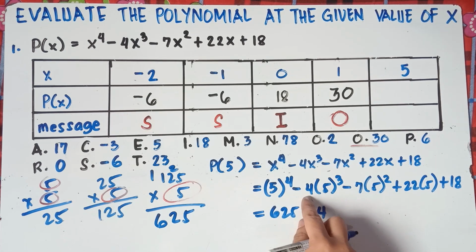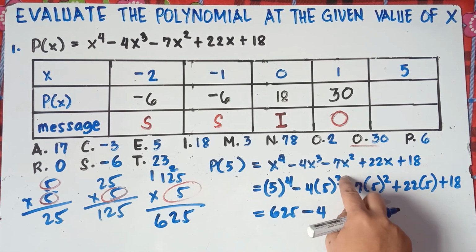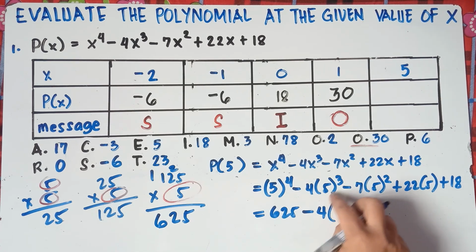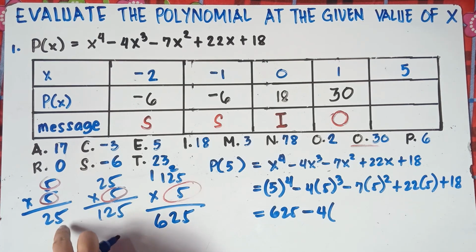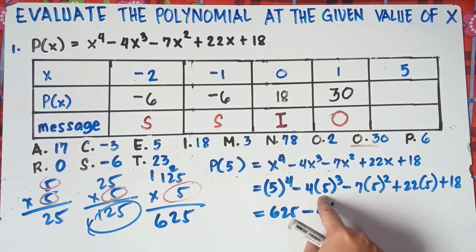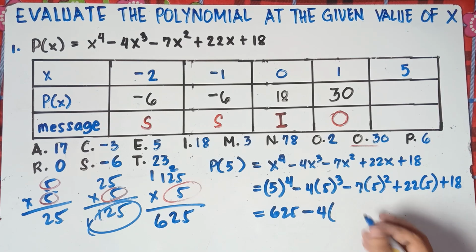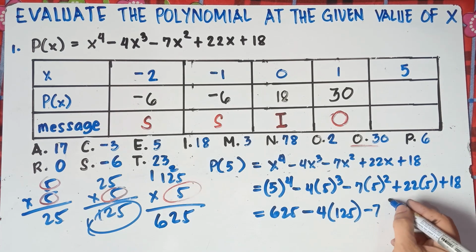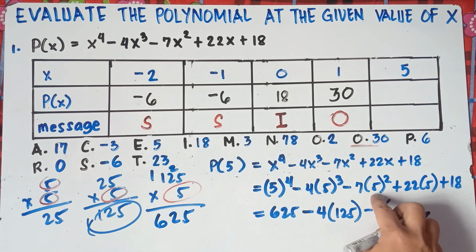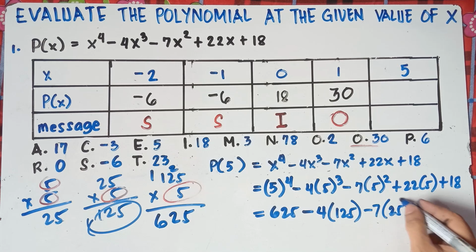Once again, do not multiply. Parentheses and exponents come first. So 5 raised to the power of 3. We answered that one a while ago. 5 times 5 is 25 times 5. The answer is 125. You multiply 5 by itself 3 times. So that would be 125. Minus 7 times 5 times 5. So you multiply 5 by itself twice. Squared. 5 times 5 is 25.